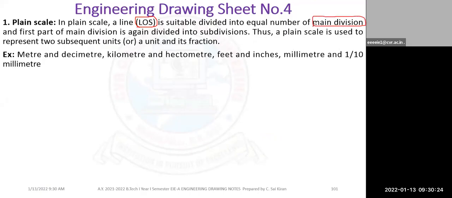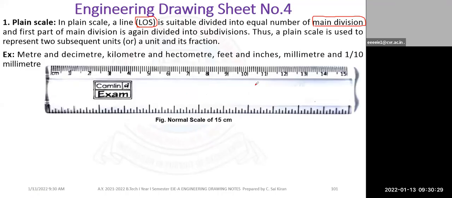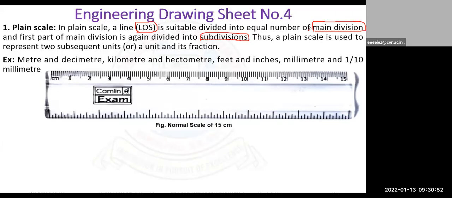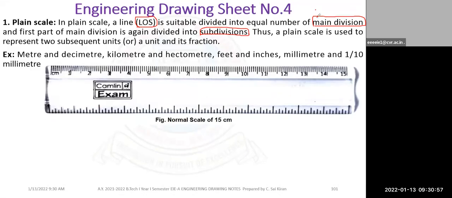So suppose you take your normal 15 centimeter scale. Can you tell me what is the main division of this normal scale? Anyone? What is the main division and subdivision in this 15 centimeter scale? Anyone? What is the main division? Yeah. So in this 15 centimeter scale, the main division is centimeter.